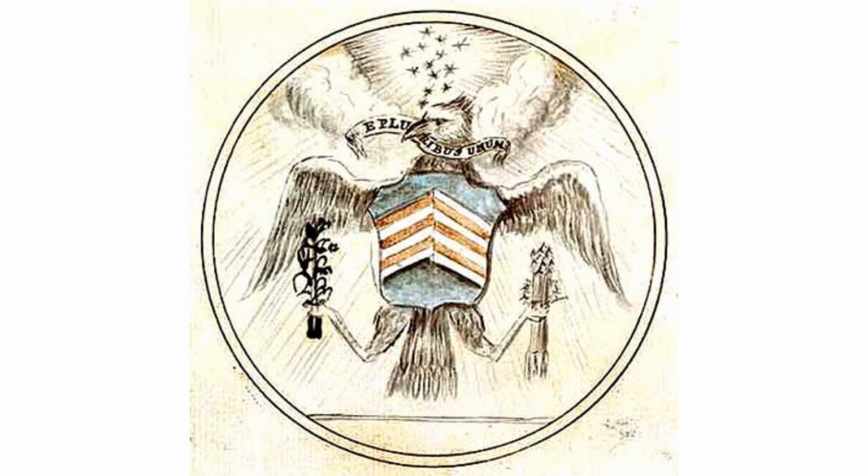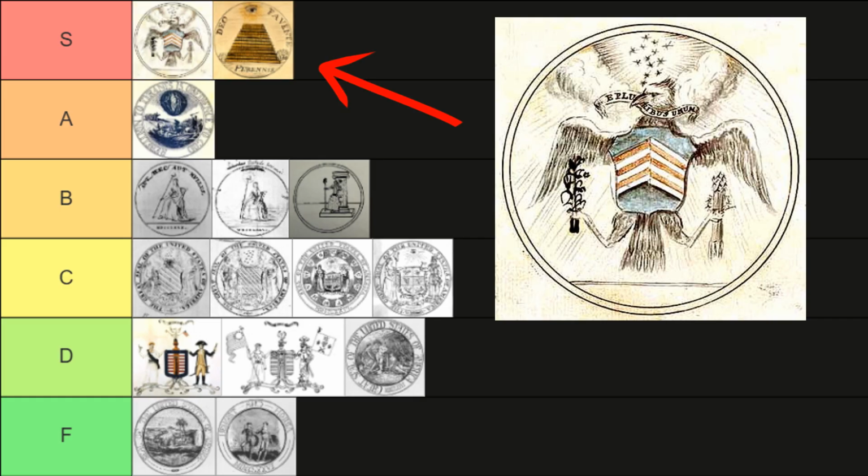The bald eagle is the dominant feature, holding the motto E pluribus unum in its beak, an olive branch in one claw, and a bundle of arrows in the other. On its chest is a shield decorated with motifs from the American flag, and there is a constellation of 13 stars overhead, surrounded by light and clouds. This I will happily put in S tier.